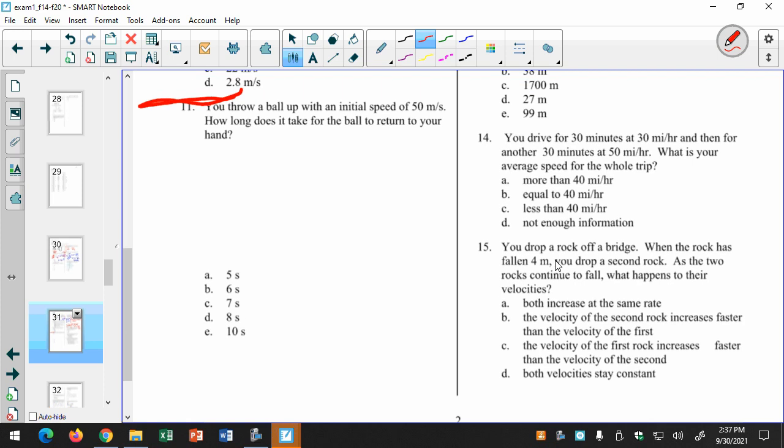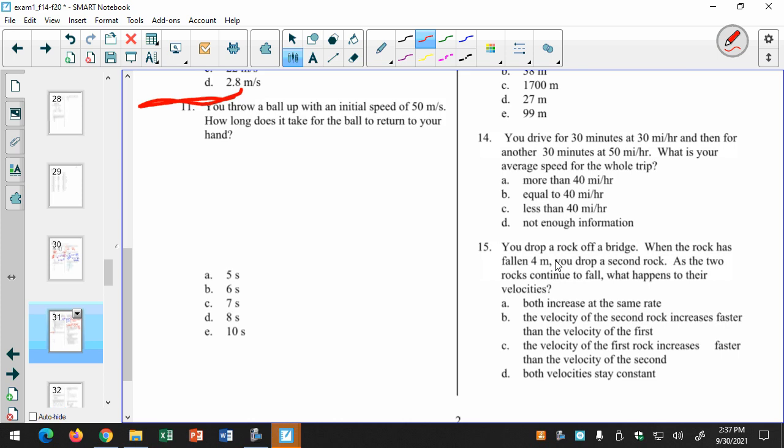Number 14. So this was from a concept test. We had a series of 2 or 3 questions that were based on this. You drive for 30 minutes at 30 miles an hour, and then for another 30 minutes at 50 miles an hour. What is your average speed for the whole trip?